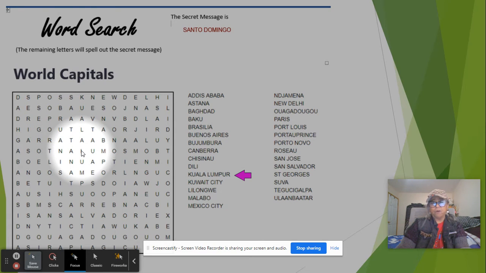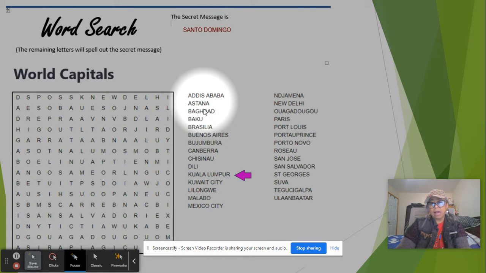Maybe it was in a different format, but it still is about the world capitals, right? And of course, after doing the word search, you came up with the secret message, Santo Domingo. The remaining letters usually would spell out a message. And we said, oh, this is the capital of what? A favorite wedding destination. That would be the Dominican Republic.